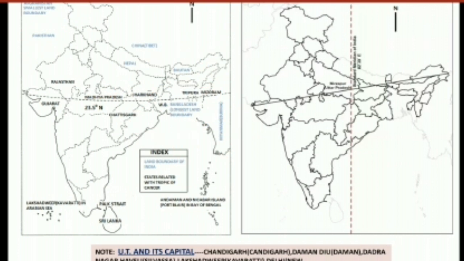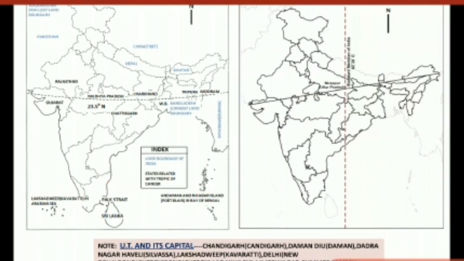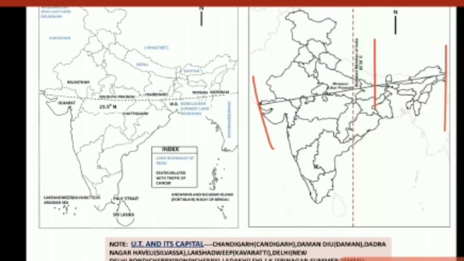We have two islands, that is Andaman and Nicobar, which is situated in Bay of Bengal. The capital is Port Blair, and the Lakshadweep, the capital is Kavaratti, situated in Arabian Sea. Now we are in northeastern hemisphere. So the westernmost point is Gujarat and easternmost is Arunachal Pradesh, and 82 degree 30-minute east longitude passes through the central part of India. It passes through the state of Uttar Pradesh.